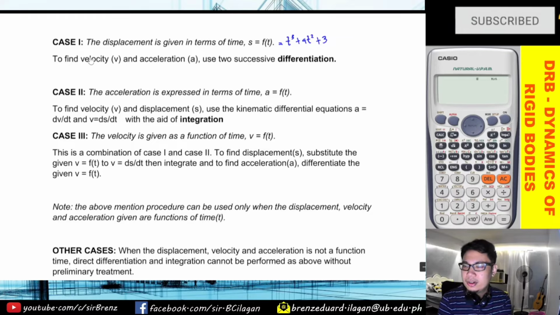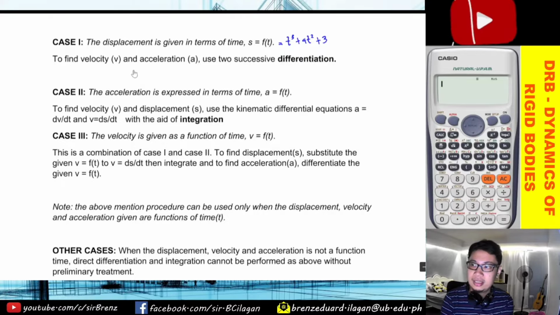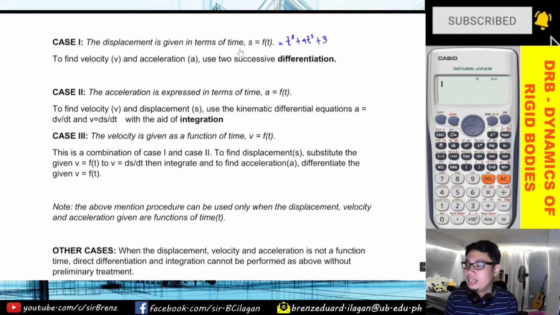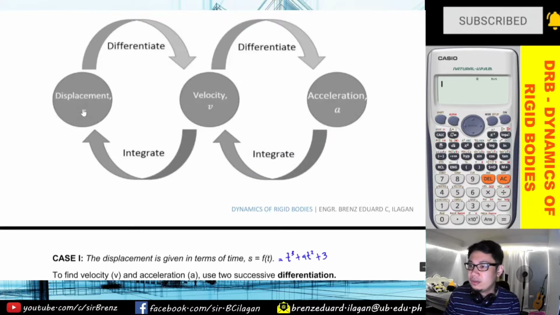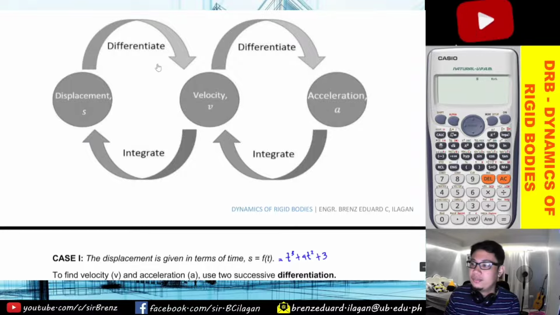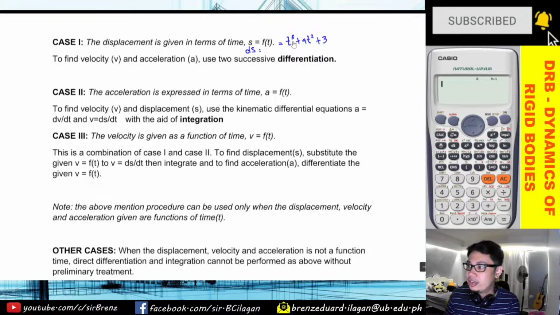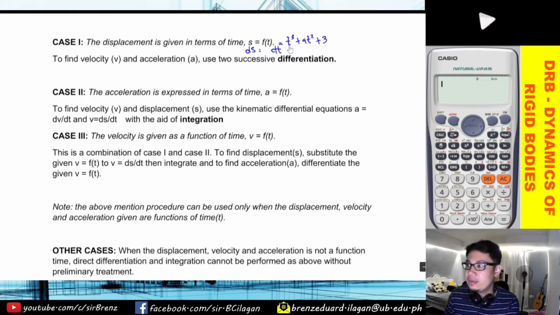So, for case 1 pala, to find the velocity v and acceleration a, use two successive differentiation. Okay, so ang mangyayari nga lang, so coming from the diagram, so kung gusto mo makuha yung velocity mo, given ka ng displacement equation, i-differentiate mo siya. So ang mangyayari lang, ito, differentiate mo yung s, di ba magiging ds yan. And then i-differentiate mo itong mga function, yung equation in terms of function of time, di ba magiging dt yan. And alam naman natin na yung velocity is equals lang sa ds all over dt.